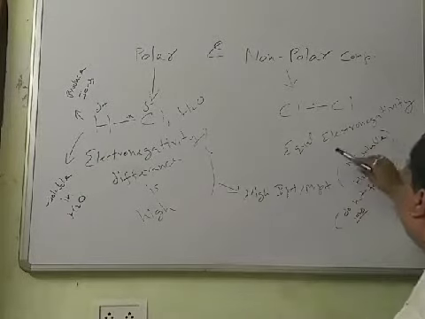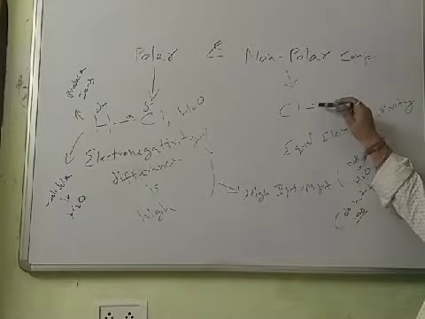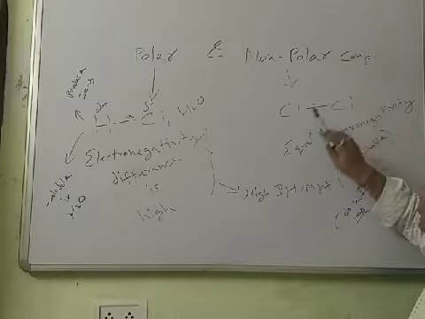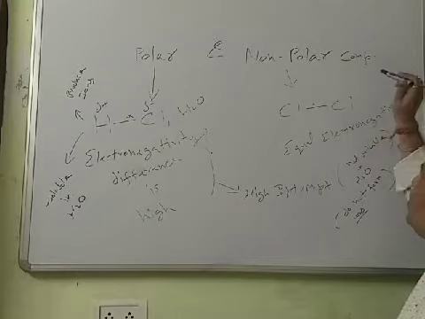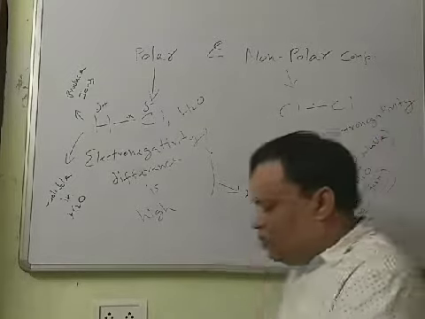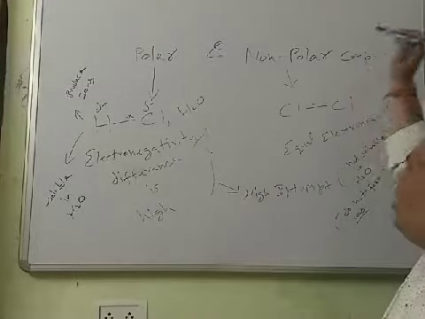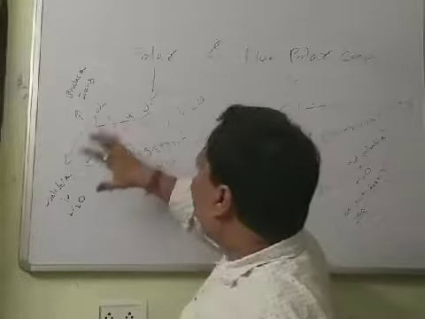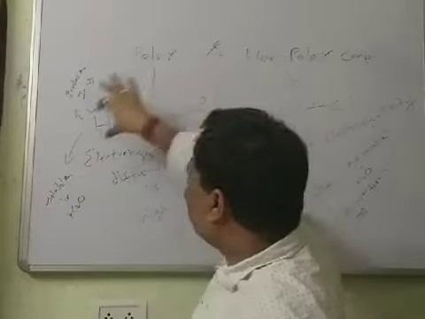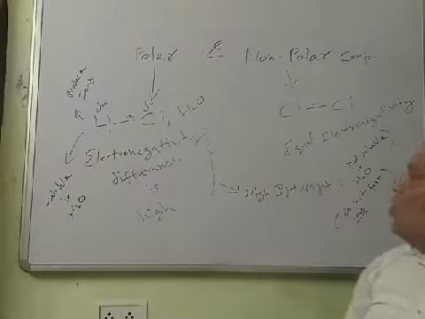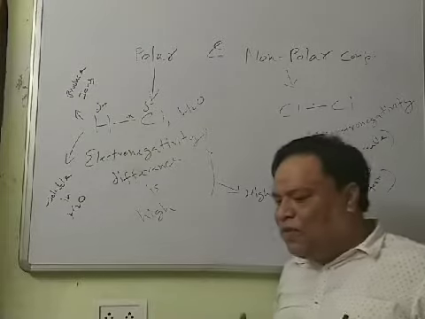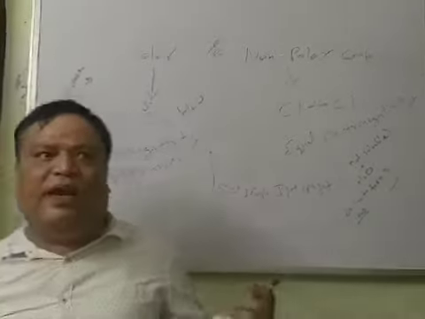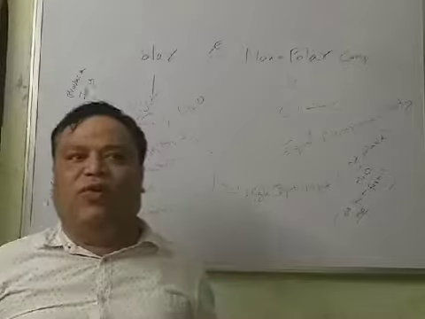But when they have equal electronegativity, the electron pair will be present at the center of the bond. So they will not have partial positive or partial negative charge, like in the case of Cl2. So Cl2 is a non-polar compound and HCl is a polar compound, because in HCl the electron pair is present more towards chlorine and less towards hydrogen. So that is how these compounds are formed. One is polar, one is non-polar. I already explained what is polar and what is non-polar.